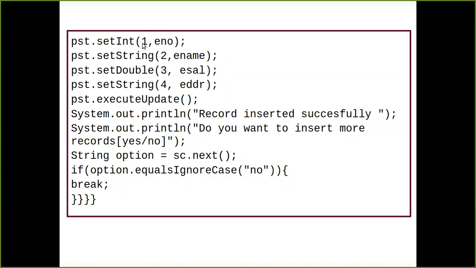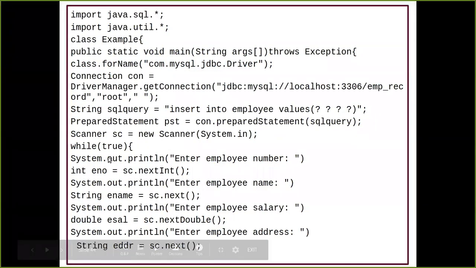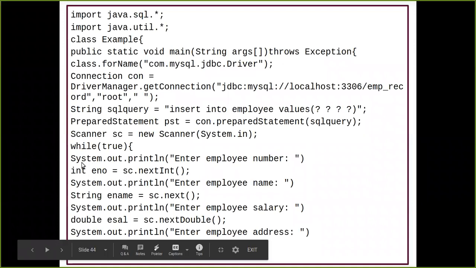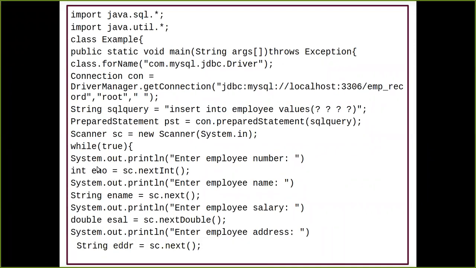So the first column is going to get which value, emp or e number. This e number is nothing but, I'll just show you that it is this one. Okay, so the variable which I have created, and I have fetched the value from the client and I have stored it into this particular variable.